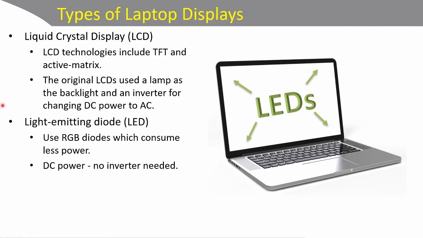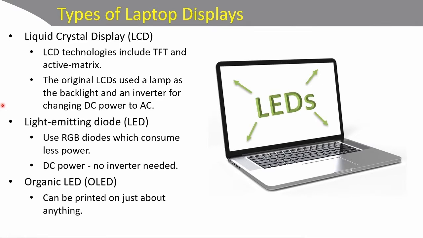A derivative of LED is organic LED, or OLED. OLEDs use different material that can be printed onto, and you can print, quote unquote, this material onto just about anything, and they can be incredibly small. As of the recording of this video, OLEDs offer the best black levels, but you might want to go with straight LED if you're more interested in brightness and possibly viewing angle.